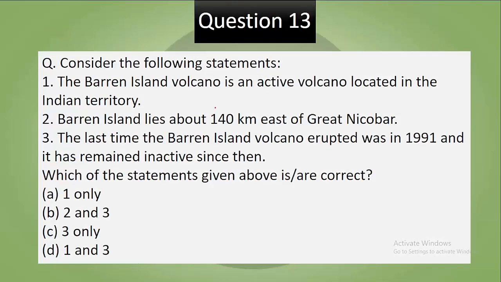Now question number 13. Consider the following statements. The Barren Island volcano is an active volcano located in the Indian territory. Second, Barren Island lies about 140 km east of Great Nicobar. Third, the last time the Barren Island volcano erupted was in 1991 and it remained inactive since then. Which of the following statements given are correct? So basically your correct answer is A, 1 only.